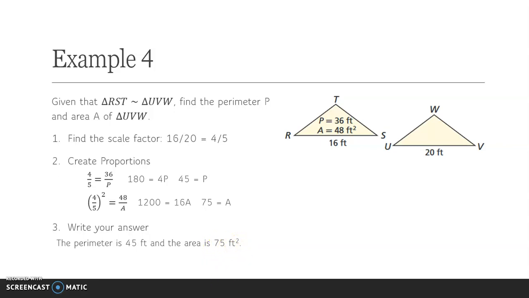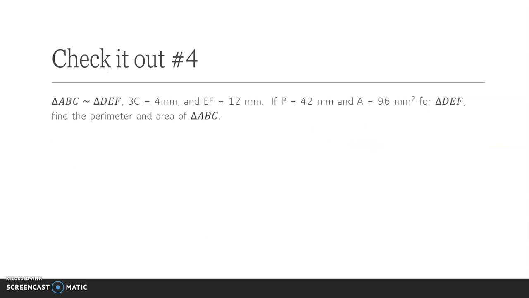So now it's time for you to try it. Check it out. Question number 4 is the last thing that needs to go on your Google Doc. It says triangle ABC is similar to triangle DEF. They've given you that BC is 4 millimeters, EF is 12 millimeters, and they told you that the perimeter is 42 millimeters and area is 96 millimeters squared for triangle DEF. And they want you to find the perimeter and area of ABC.